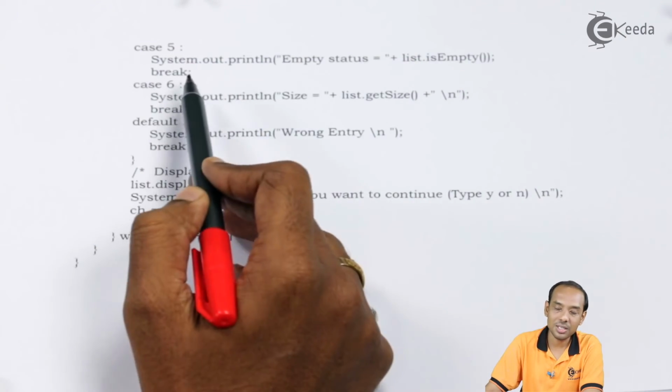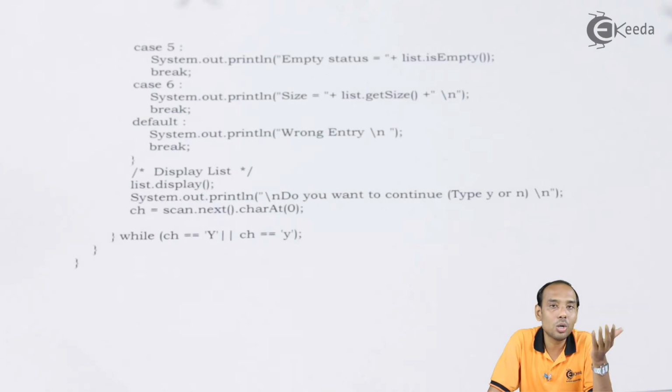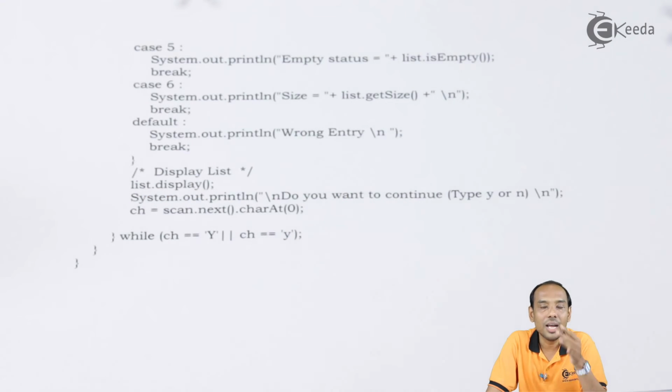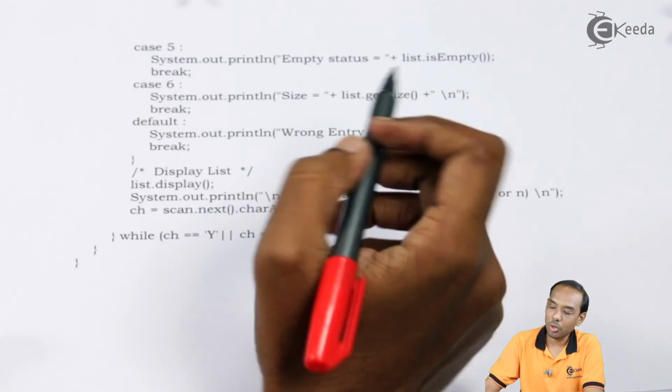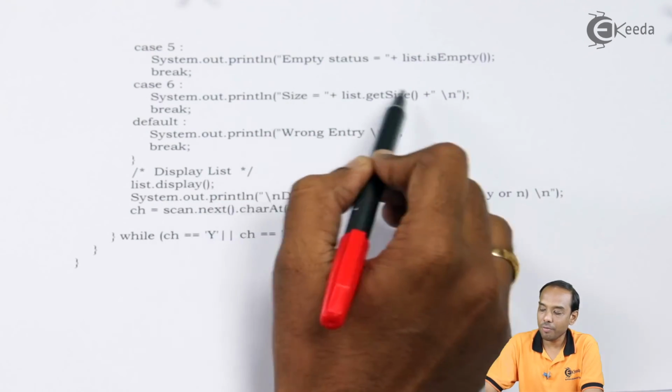Then case number 6 is to get the size of the linked list. Okay, if size is equal to 0, it means that there are no nodes present in the linked list. So whatever number of nodes are present, I need to have that value. To get that value, I need to call the function called size. So I'm going to call size equal to list dot get size. This will return me the number of nodes.